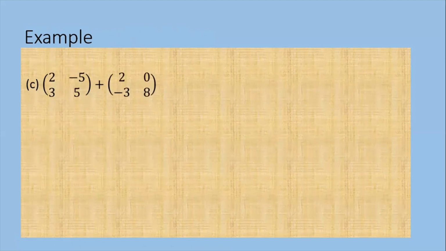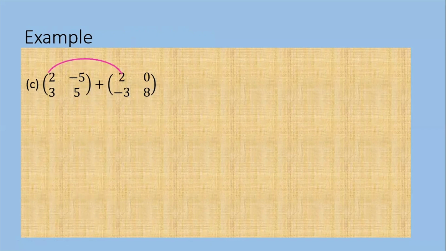What about this one? Well, the first one is a 2 by 2 matrix. This one is also a 2 by 2 matrix, right? Now, the order is the same for each one. What do we need to do? Well, you just add the corresponding elements.